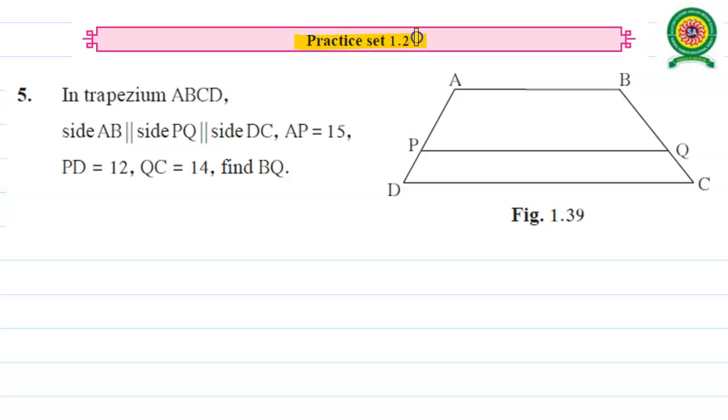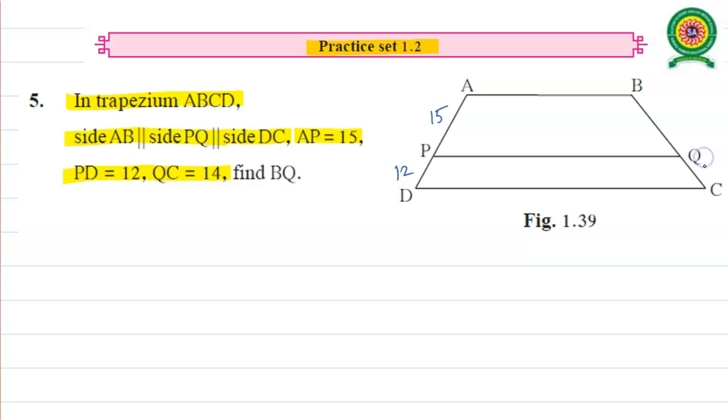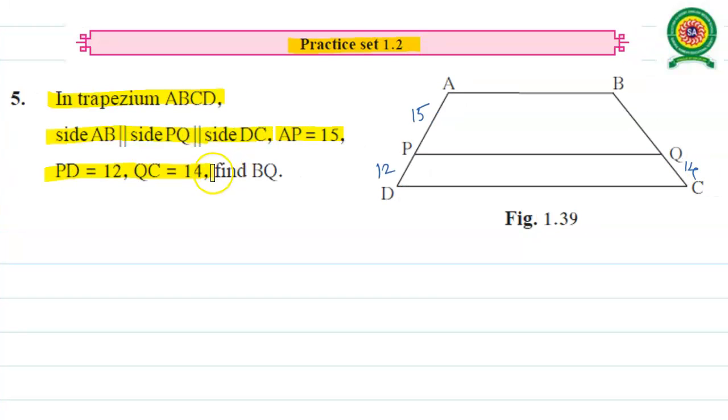Look at the fifth question within practice set 1.2. In a trapezium ABCD, since it is a trapezium, one pair of opposite sides is parallel. Look at the figure, AB is parallel to CD. Side AB is parallel to side PQ, which is parallel to side DC. That means all three lines are parallel. AP equals 15, PD equals 12, QC equals 14, and we have to find BQ. So I am putting a question mark over BQ.